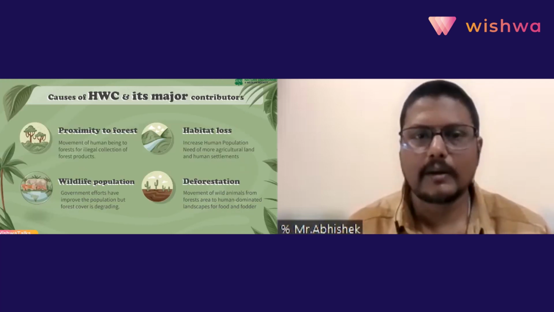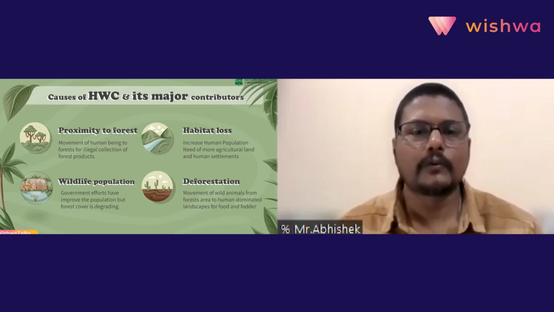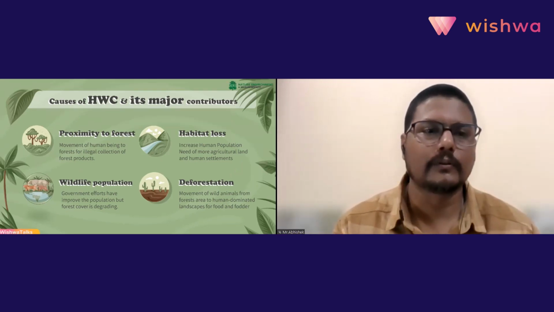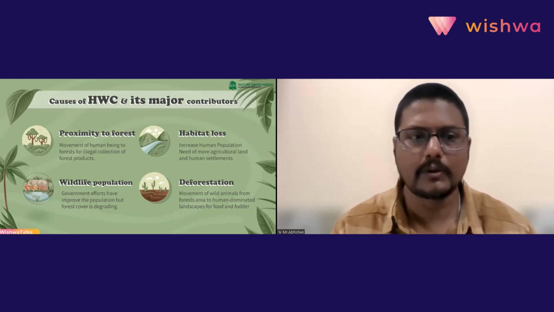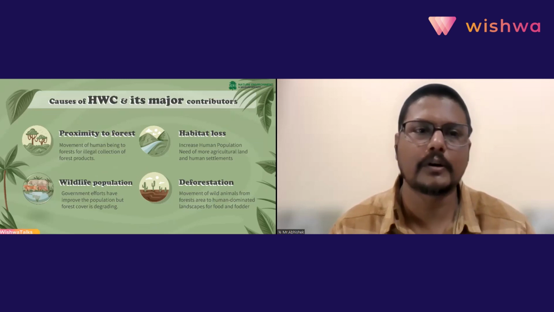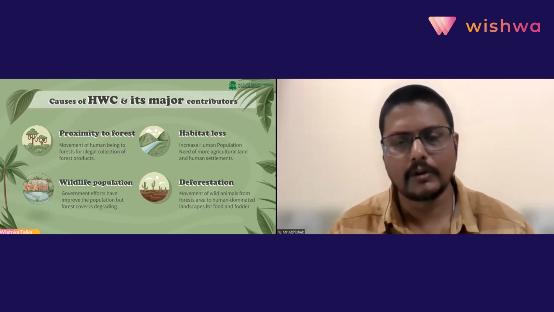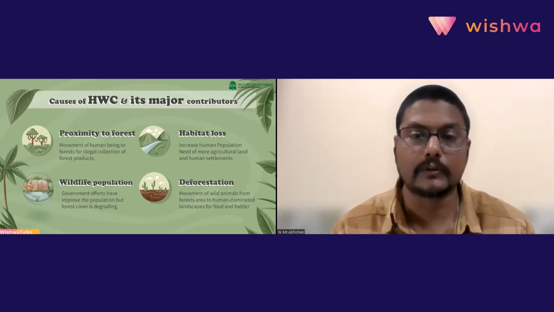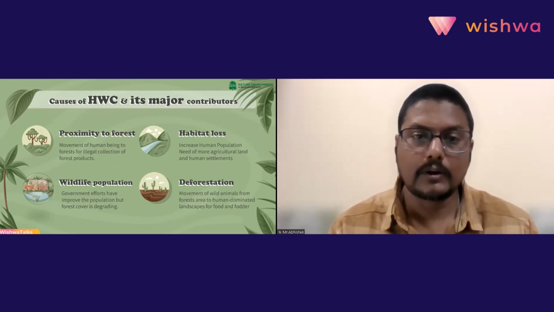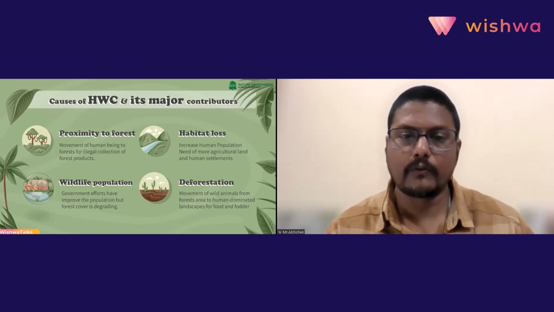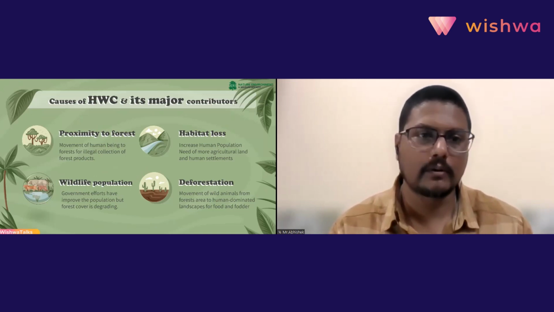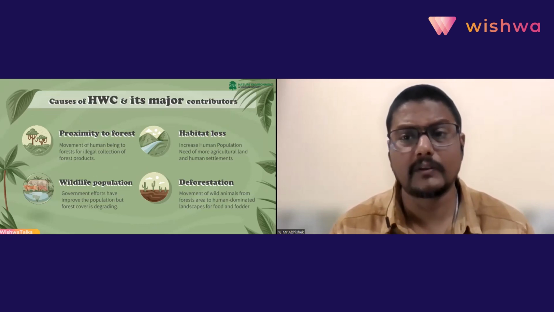But the main contributors to human-wildlife conflict are people living very close to the forest, especially villages very close to the forest area, which are always dependent on the forest for their food and fodder. So they are coming very close to the forest, and they are also coming very close to the animals. Most of the incidents occur at that fringe zone where forest and agricultural lands meet. The second thing is habitat loss.